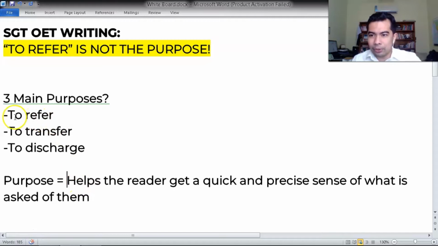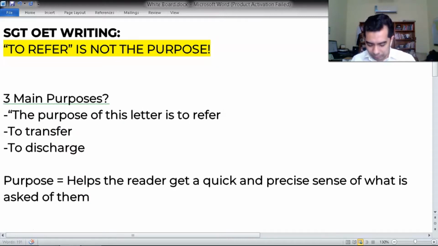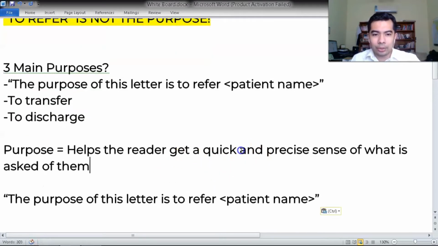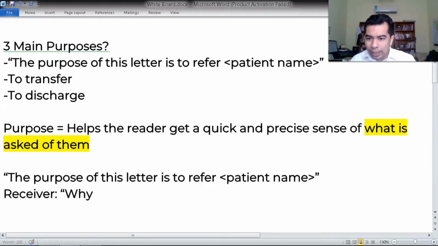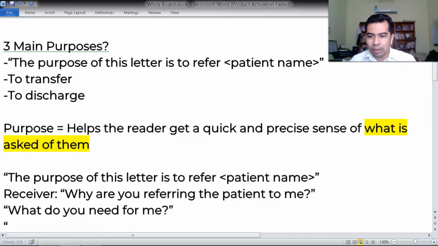Okay, so if I'm going to say the purpose of this letter is to refer whatever patient, then we have to ask ourselves, will this line give or help the reader get a quick and precise sense of what is asked of him or her? And the answer is no. Instead, the receiver will ask, why are you referring the patient to me? What do I have to do? What do you need from me? What are you asking me to do?